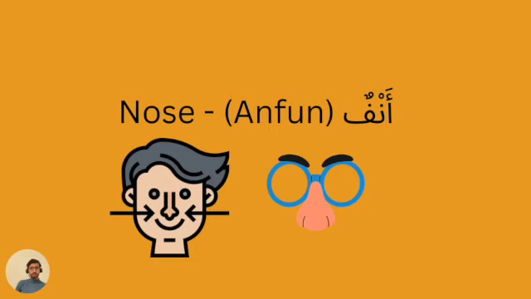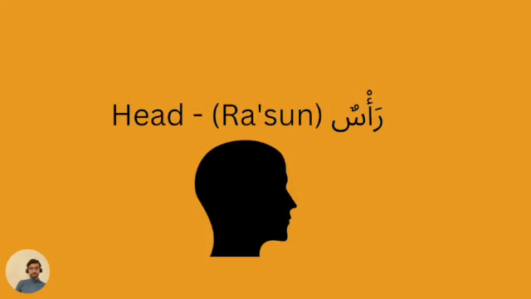Perfect. We have nose. أنف, أنف. Repeat after me. أنف. Perfect. We have head. رأس. Again, we have sukun and alif with hamza. So we say رأس. Repeat after me. رأس.